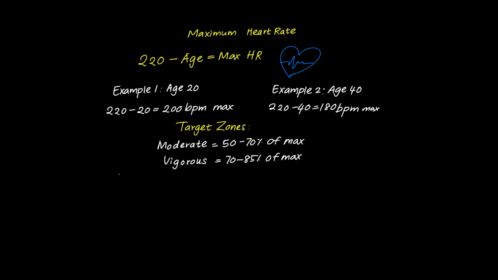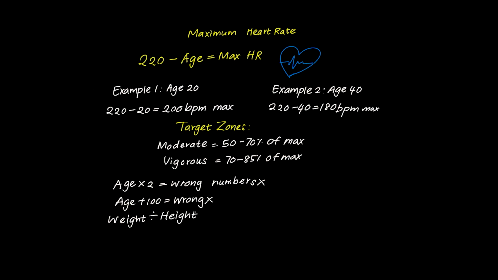Moderate intensity is 50 to 70% of max. Vigorous intensity is 70 to 85%. Multiplying age by 2 gives nonsense numbers. Adding age to 100 doesn't work either. Dividing weight by height calculates BMI, not heart rate.